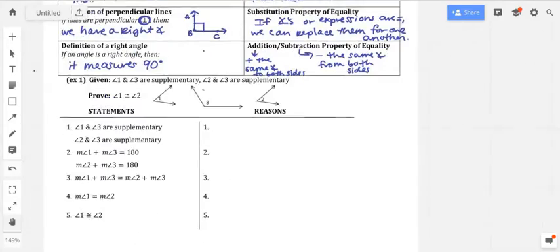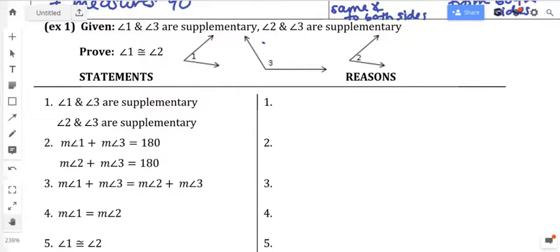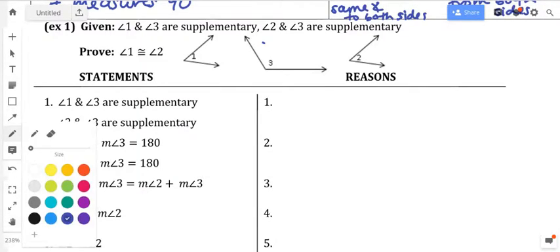Okay, so let's go down and do this first example. In example 1, we are given that angle 1 and angle 3 are supplementary, and that angle 2 and angle 3 are supplementary.